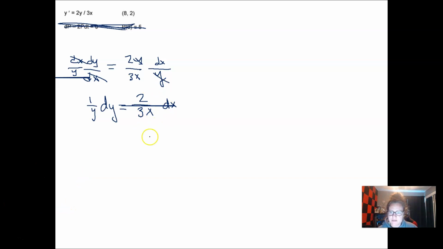Okay, and then this you can look at also as 2/3 times 1 over x. That might help you with our, when we integrate right now.